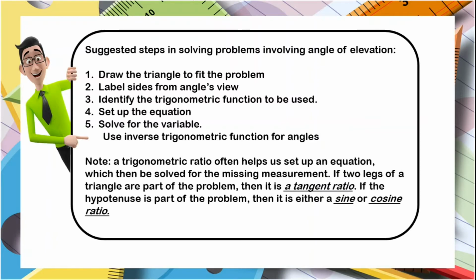If the missing value is the measure of the angle, we use the inverse trigonometric ratio to determine its measure. Take note, a trigonometric ratio often helps us to set an equation which we then solve for the missing measurement. If two legs of a triangle are part of the problem, then it's a tangent ratio. And if the hypotenuse is part of the problem, then it's either a sine or a cosine ratio.